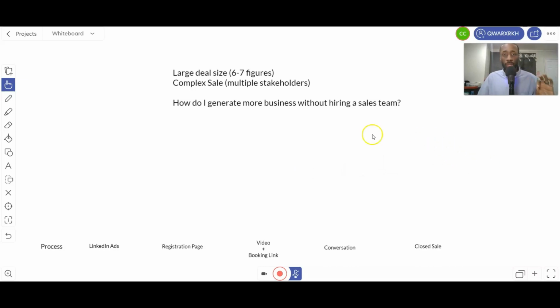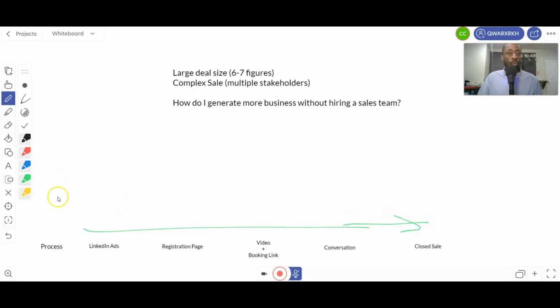So here we go. First thing we want to look at is the actual process. Some may call this a sales funnel. We want to think about this from left to right. The LinkedIn ads come first, right? We're going to make some ads and run those ads to a registration page. People are going to opt in for something, and once they register, there'll be some sort of video explaining the opportunity and offering a booking link, because we want to get someone on the calendar, right? And once they're on the calendar, they'll have a conversation with us, and then eventually they'll become a closed sale.